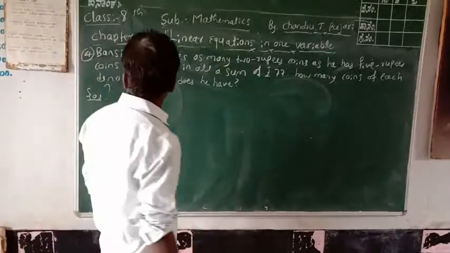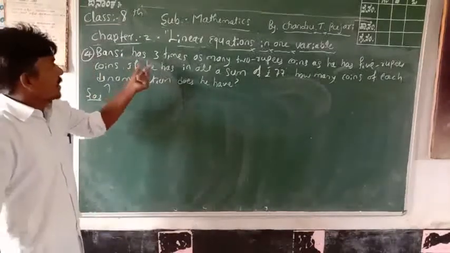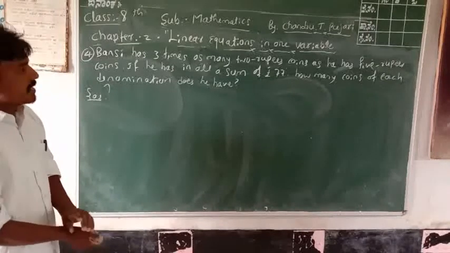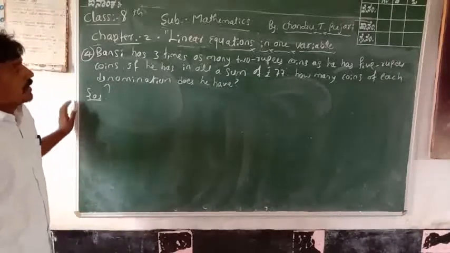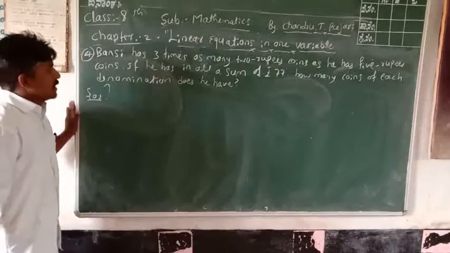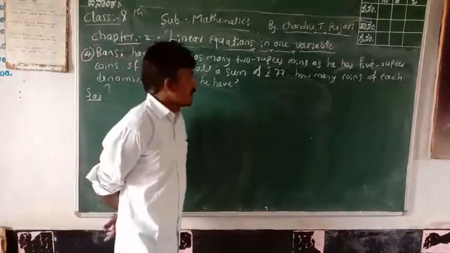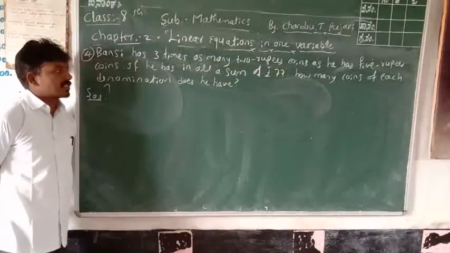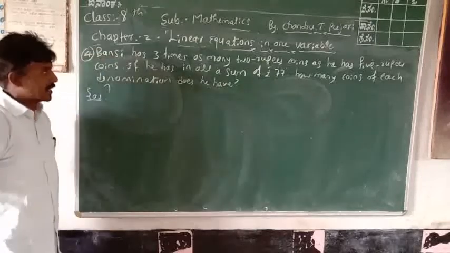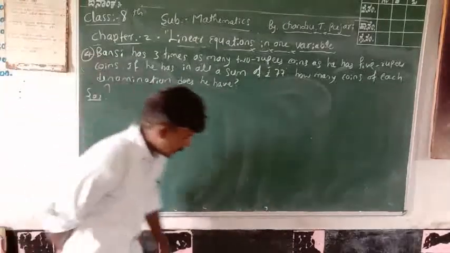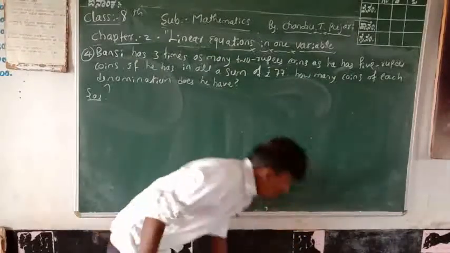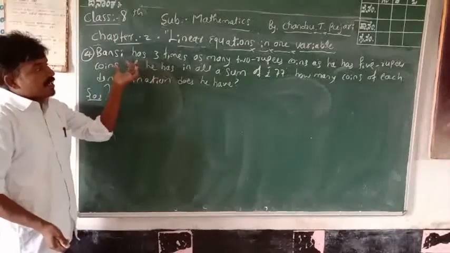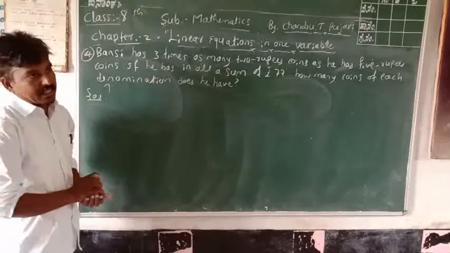Okay, the last, fourth one is this one here. Bansi has 3 times as many 2 rupee coins. He has 5 rupee coins. If the total sum is 77 rupees, how many coins of each denomination will he have? The question is very easy. First of all, consider how many coins there are. You can convert this statement into mathematical equations.